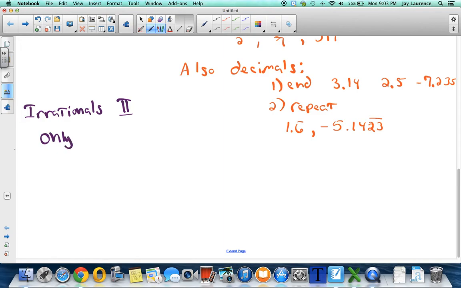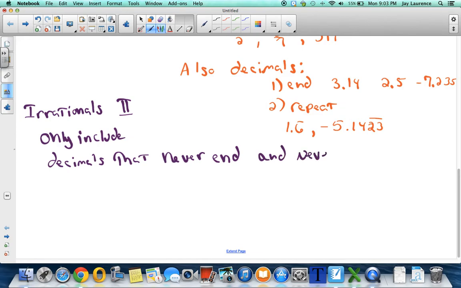only include decimals that never end and never repeat. Okay, very famous one that you all know, pi. There's the symbol for pi. Pi is not 3.14. Pi is 3.1415, and it goes on forever without repeating.